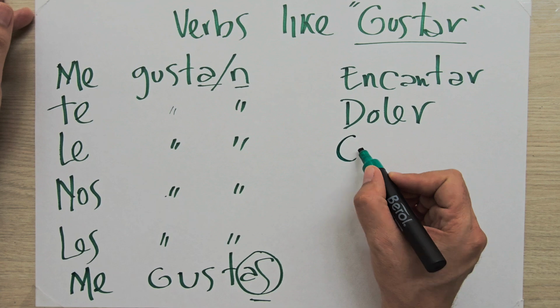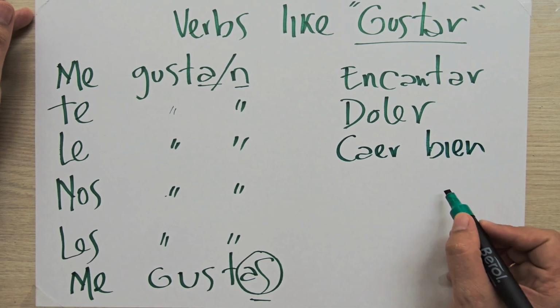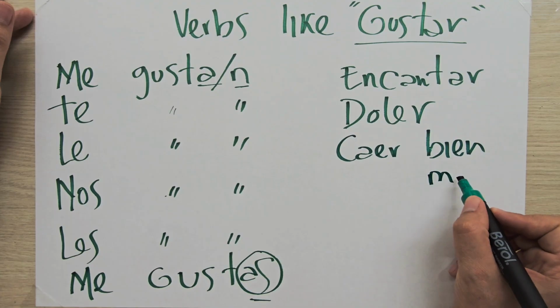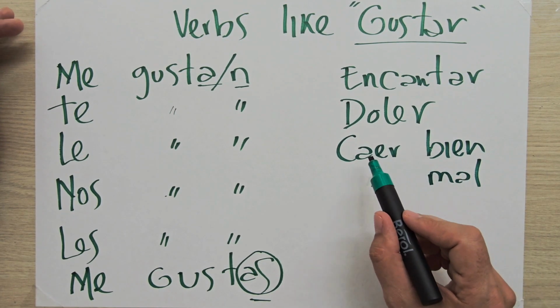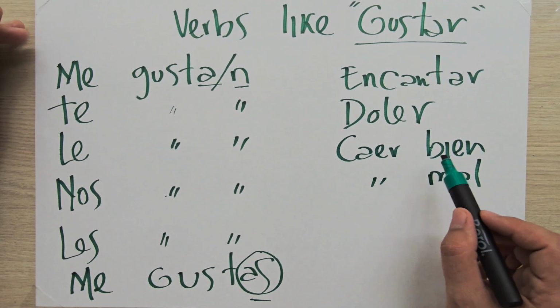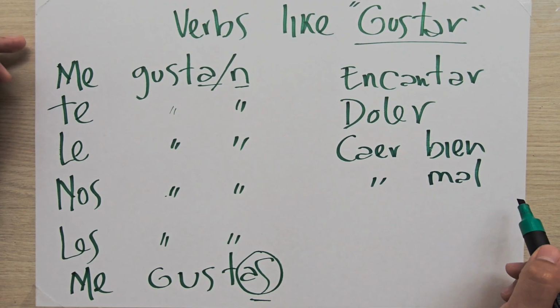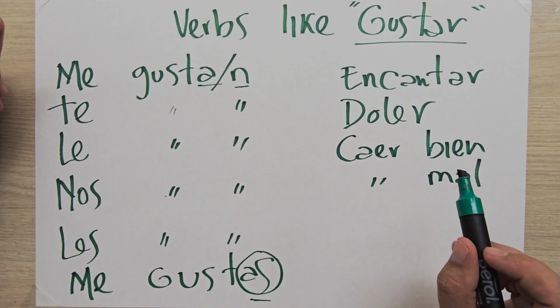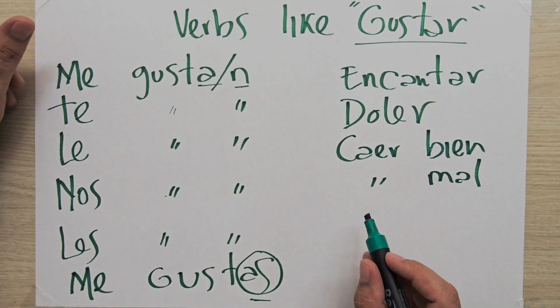There is caer bien or caer mal, to like personality. Me cae bien, me caen bien. Me cae mal, me caen mal. To like or not to like, but only referring to personality.